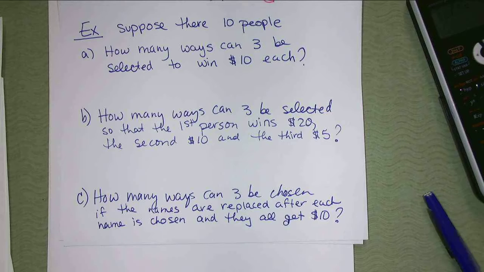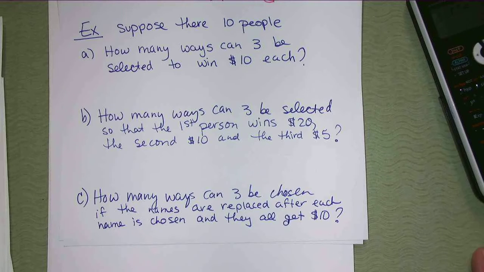So what do you think? So this is a question that has one of each. One that is multiplication principle, one that is a permutation, the numbers go down, and one is a combination. The order doesn't matter. So what do you think?